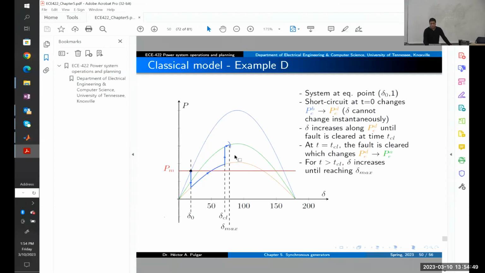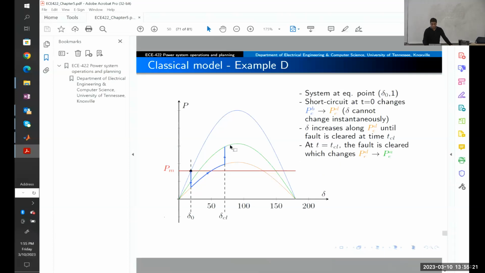Our question for you is, what is the speed we have at this point? The maximum angle, what is the speed that we will have there? The speed of the machine, omega. Yeah, a little bit faster than synchronous, but not a huge amount. If the speed is faster than synchronous, that means that we look at the equation again.